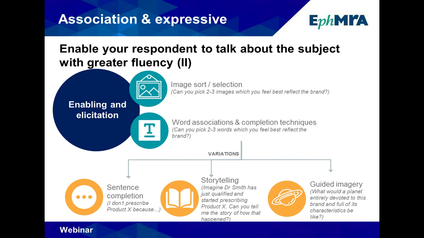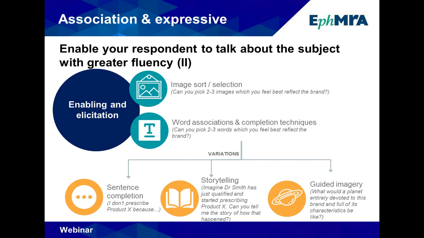Then moving on to the word associations and completion techniques. The idea is to ask respondents to pick two or three words which they feel best reflect the brand. You can use a fixed list. What's also key here is to remember to allow them to choose any other words as well. This way you can broaden the range of words and adjectives. There are three different variations for this technique.